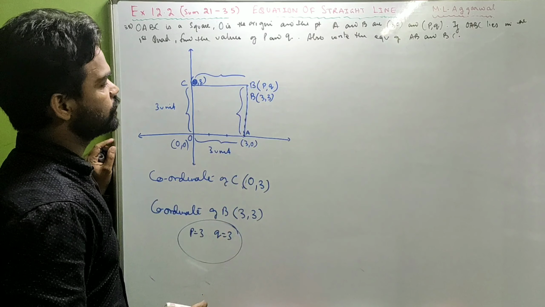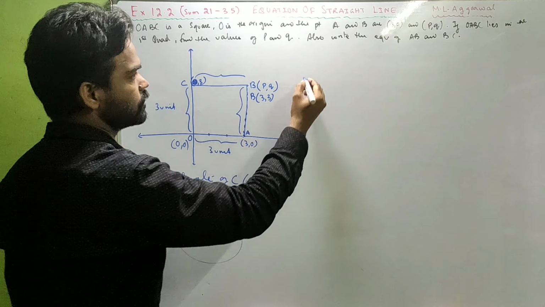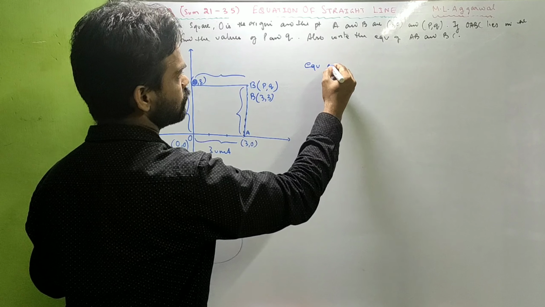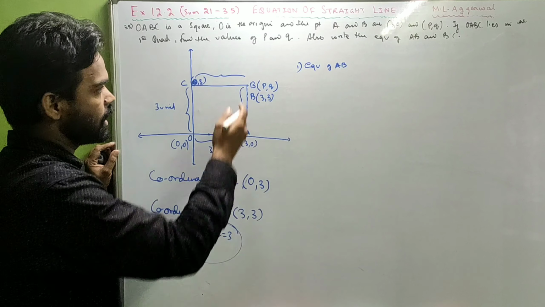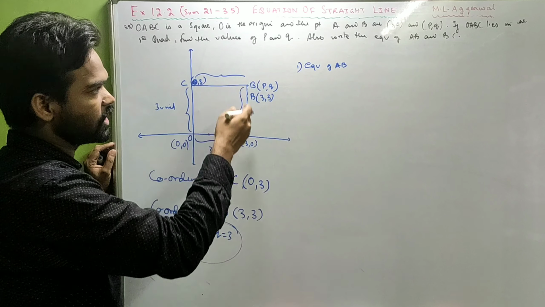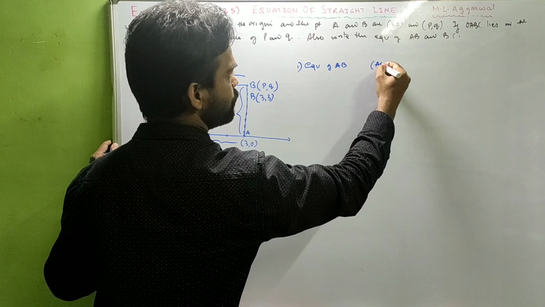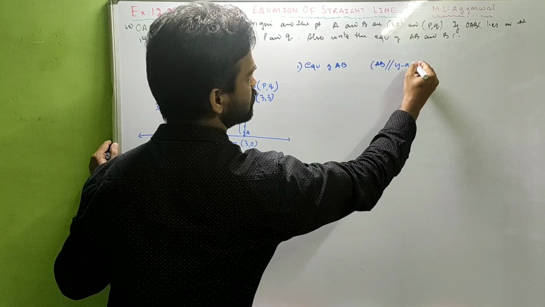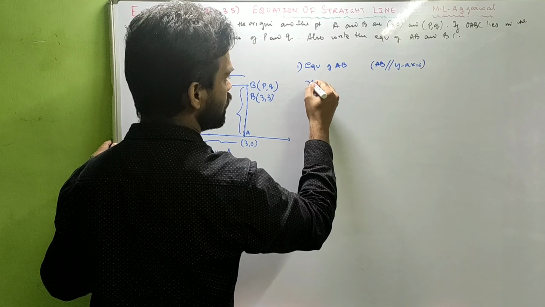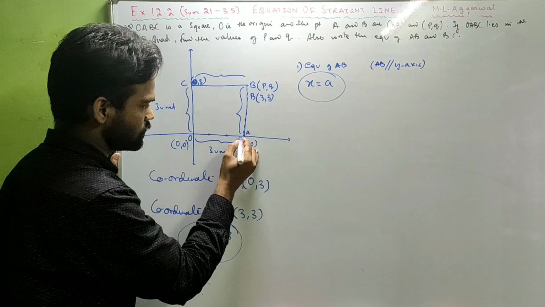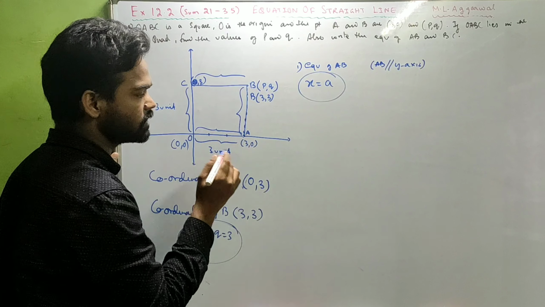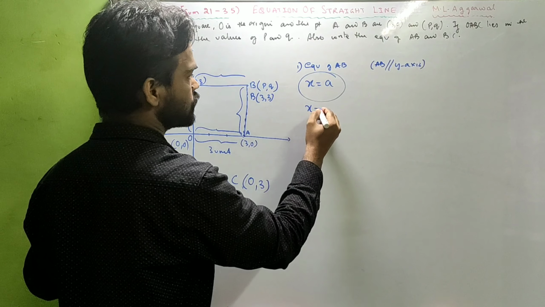Okay, now the second part. Find the equation of AB. Now, the equation of AB. We have done the equation of a line parallel to the y-axis. Because AB is parallel to the y-axis, it will be x equals a, where a is the x-intercept, which is 3 in this case. So x equals 3.